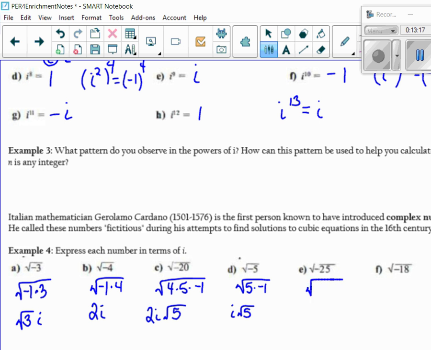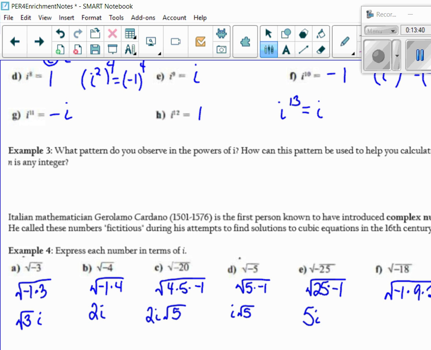Okay, so 25 is a perfect square. And this times I, yeah, it would be 5i. Very good. I heard a bunch of 5 times whatever. Okay, what's a perfect square that goes into negative root 18? Yeah, 9 times 2.